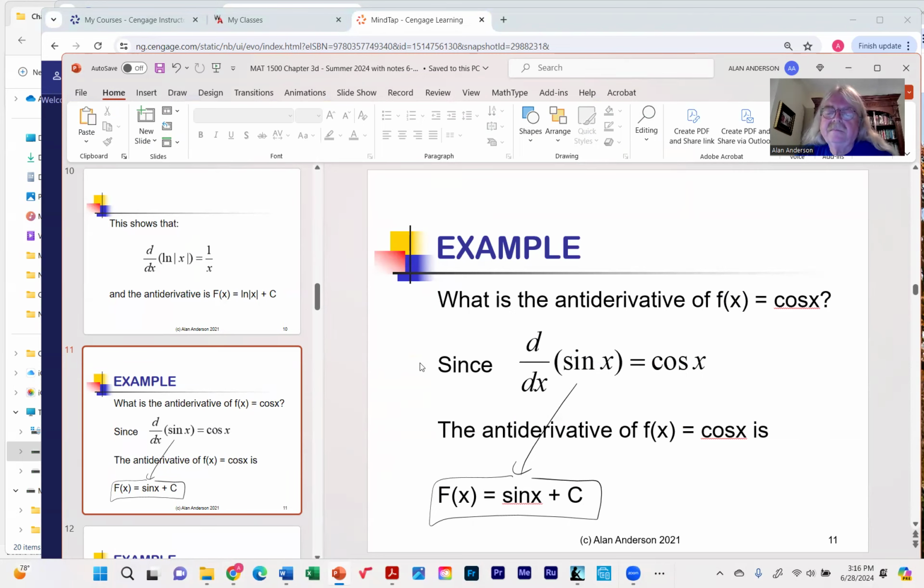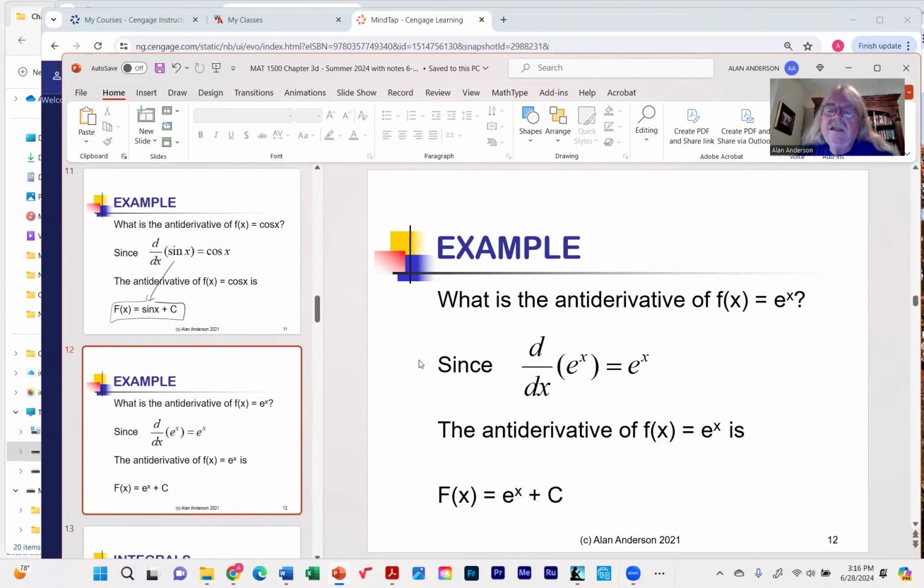e to the x. Now remember, this is one of the simpler ones because we know that the derivative of e to the x is just e to the x, which means in this case, the function is equal to its own antiderivative, except for that c. Okay, so we end up with e to the x plus c.